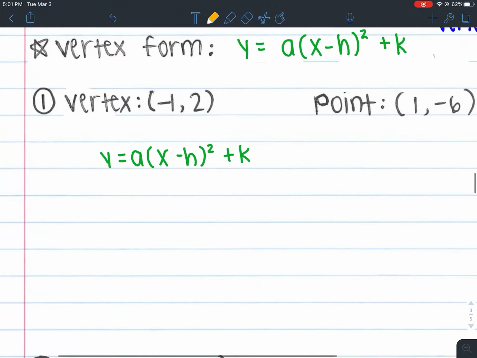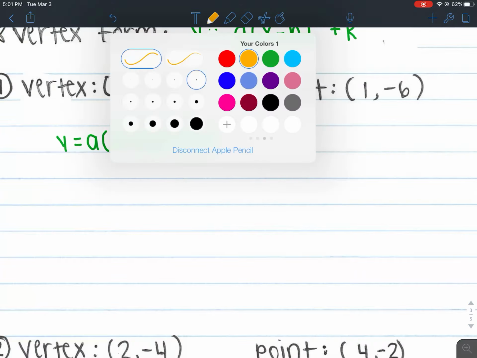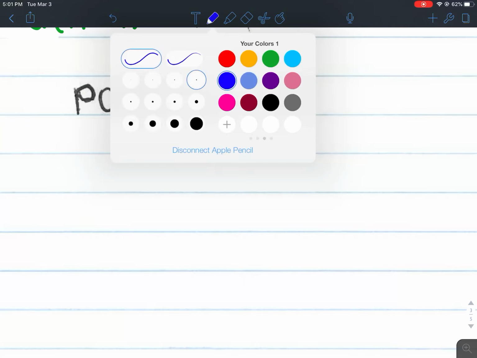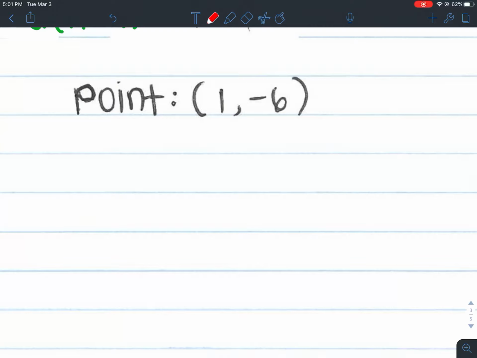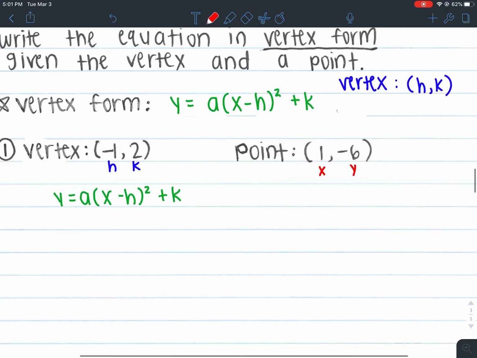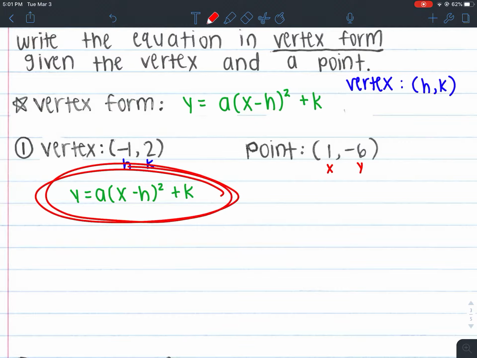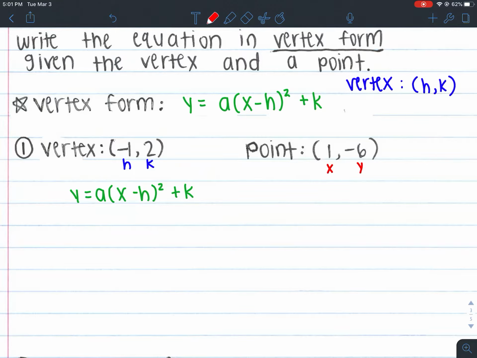Well, what did they give me? They gave me the vertex. The vertex is represented by what two letters? H and K. And then a normal point. What is a normal point represented by? X and Y. So they gave me an h and a k, an x and y. So if I'm looking at my vertex form here, they gave me every single letter except for which one? They didn't give me a. I don't even know what a is. So I have to go and find a before I can finish vertex form.